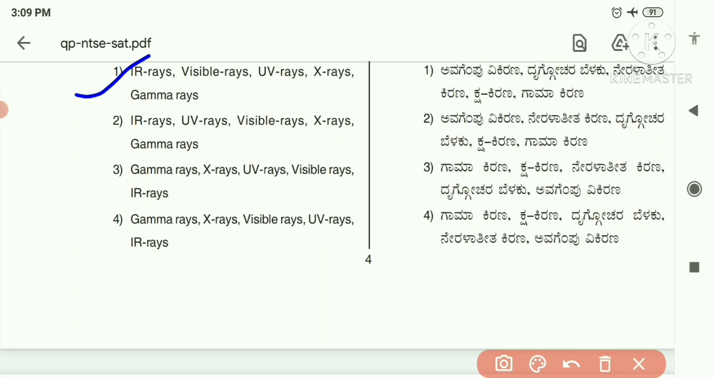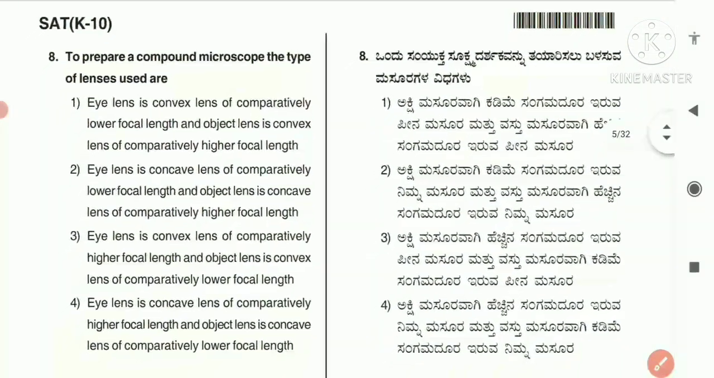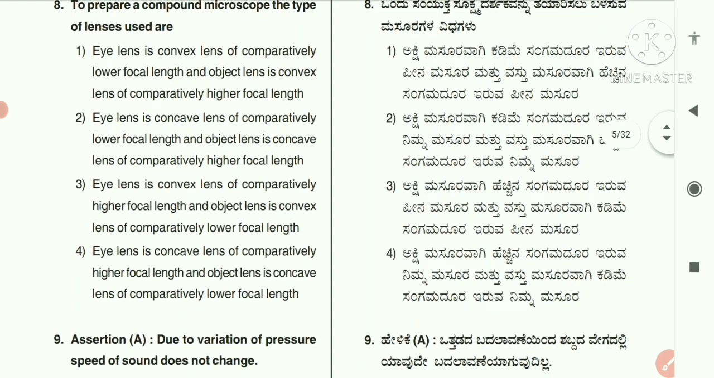Okay, now let's go to the next question, the eighth one. To prepare a compound microscope, the type of lenses used are. Option first: eye lens is a convex lens of comparatively lower focal length and object lens is a convex lens of comparatively higher focal length.